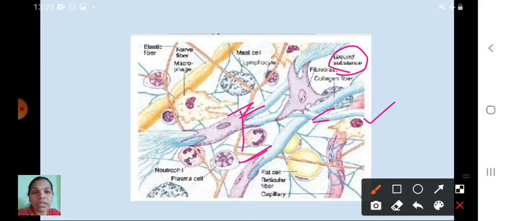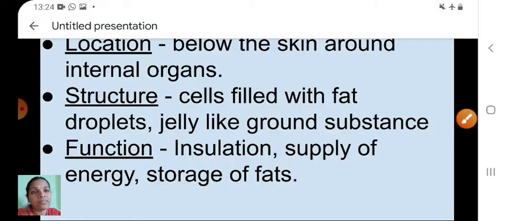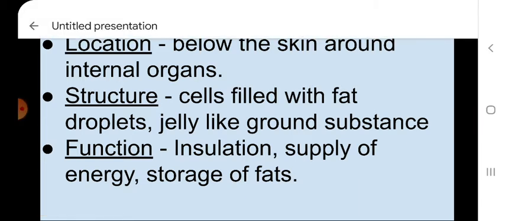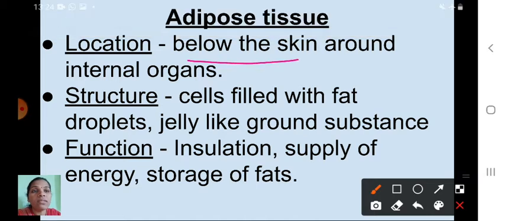Ground substance, jelly-like ground substance, is there. Next one is adipose tissue. So adipose tissue, where is it located? Below the skin, around internal organs.